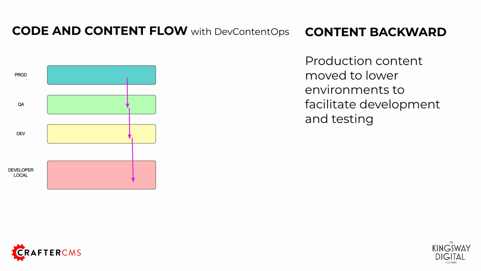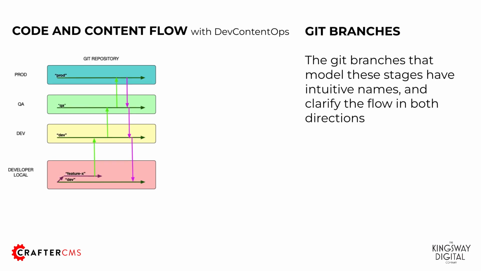So how does that actually work? Well, this is all done through Git branches. We have a branch that models each of these environments. We have the local developer, who will be working on their own local system.